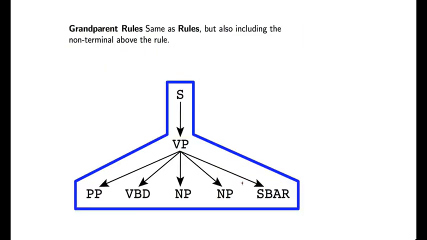Here's another example of the type of feature you might include. We call these grandparent rules, and these features are not going to be sensitive to just the rule, for example what I've shown here, but also to the non-terminal directly above, an S in this case. So we've essentially introduced a feature corresponding to a larger fragment of this tree. And again, these features are not included within the lexicalized PCFG, and they can be useful in some cases.